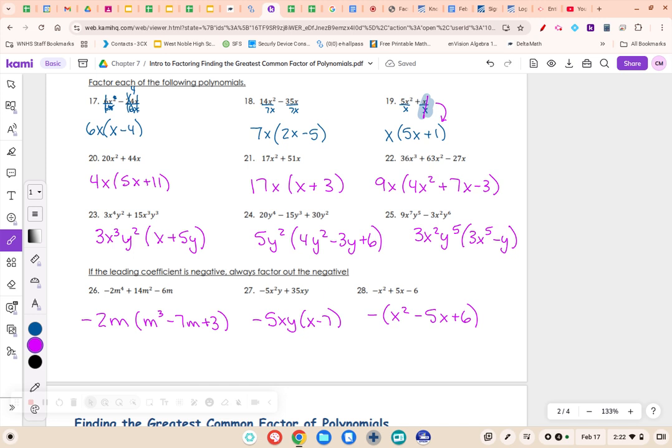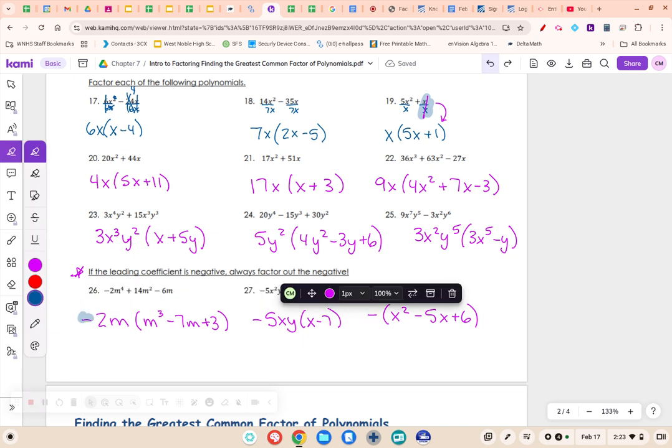All right, so these are the answers to those last 9 problems. Notice for the last 3, it says if the leading coefficient is negative, always factor out the negative. That's super important. So I did. That's why there is a negative in front of each of these.